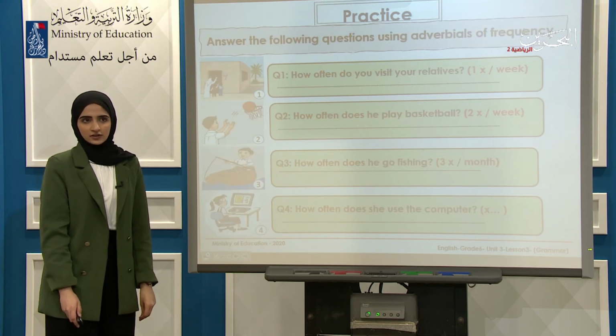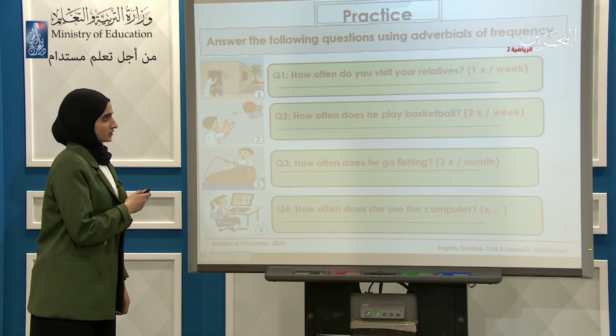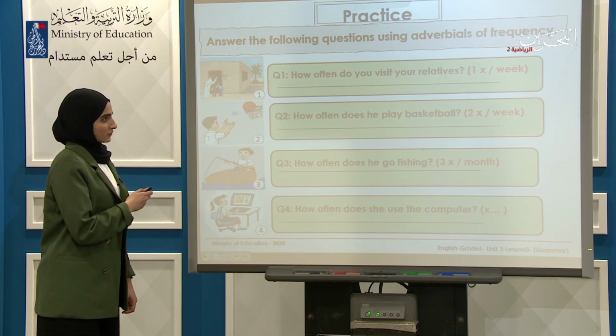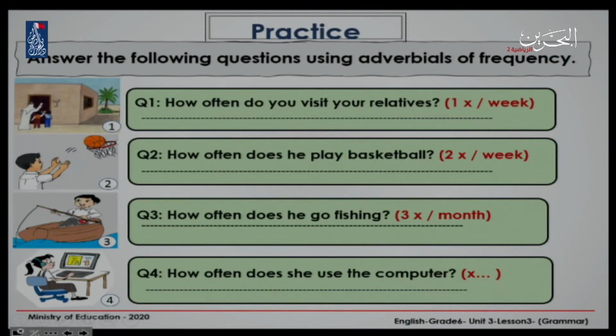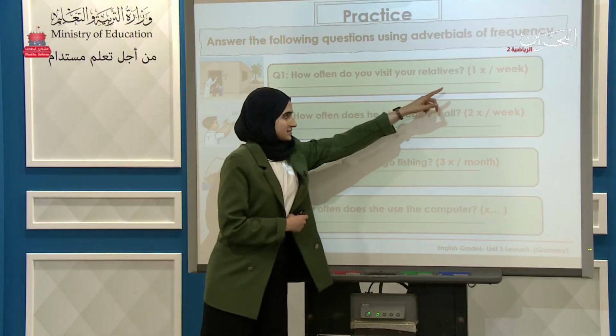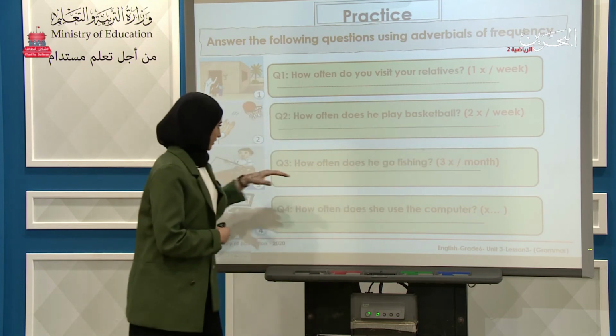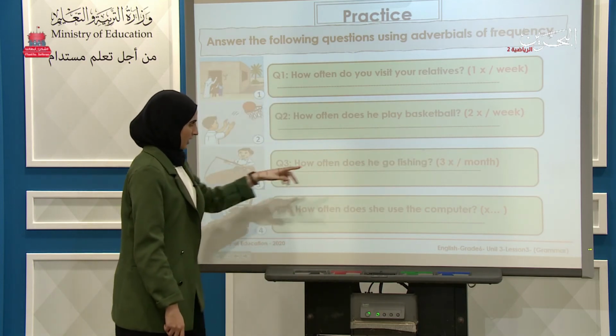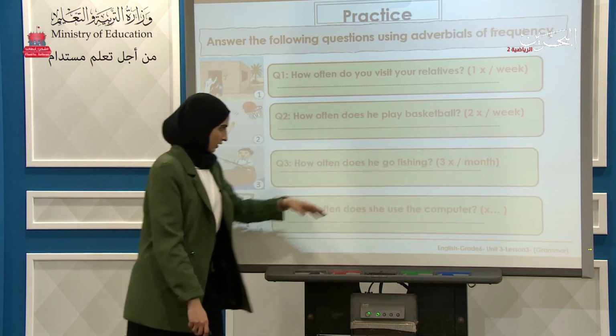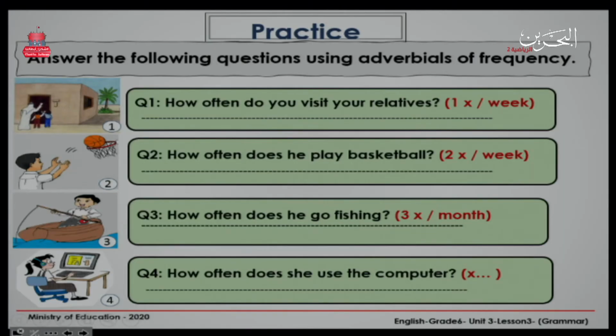In this activity, you're going to answer the following questions using adverbials of frequency. Pay attention that you have the number of times you have to use them in the answer. So for example, for picture number 1, you have 1x, week. The second picture, you have 2x's, week. In picture number 3, you have 3x's, month. And for picture number 4, as you can see, you have endless x's. So you have 5 minutes to answer this activity.